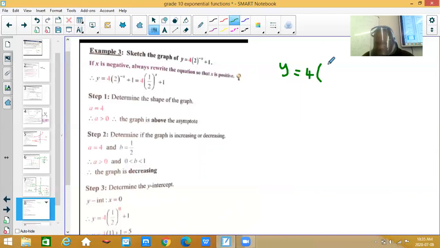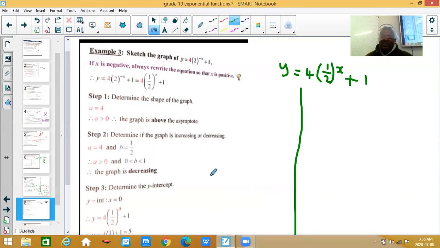Yes, it's a fraction. If you write this one as a positive exponent, it will be 1 over 2, since it is 1 over 2, all to the power x. Once you know this, you are covered. Are you getting it?